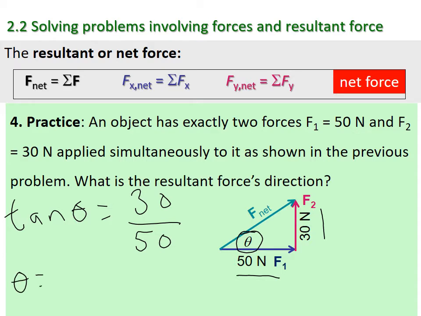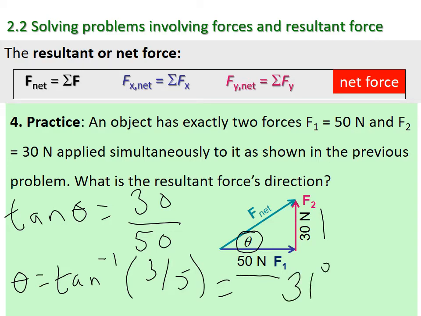So theta equals tan inverse, arctan. You'll do second tangent for this, of 3 divided by 5. I've just reduced the fraction. So if I go second tangent, making sure my calculator is in degrees, second tan, 3 divided by 5, and I get an angle of about 31 degrees above the horizontal.